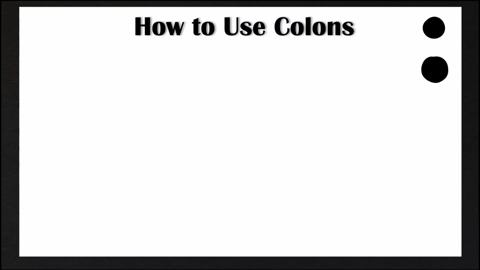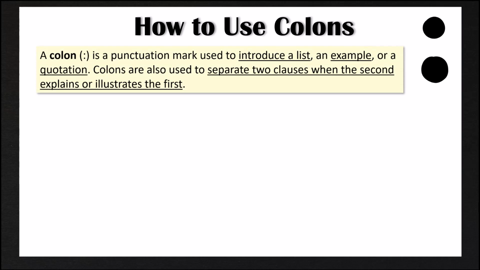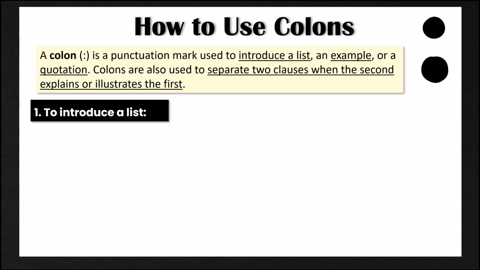Let's first talk about how to use colons in English. A colon is a punctuation mark used to introduce a list, an example, or a quotation. Colons are used to separate two clauses when the second explains or illustrates the first. Let's first talk about using colons to introduce a list.